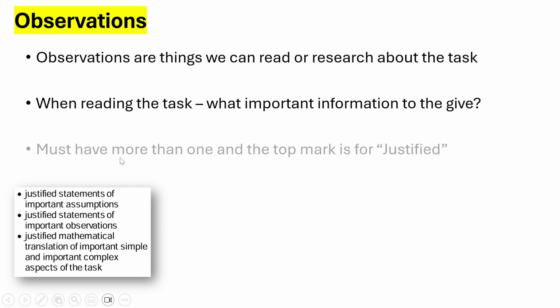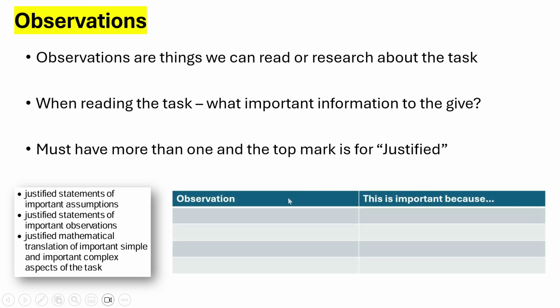Okay. Now, again, you need to have more than one because there is a plural here, important observations, and they need to be justified, which means you need to explain why it is important, right? Again, I'm suggesting a table, the actual observation on this side. This is important because, so I observe that the task says my garden must be 10 meters by 15 meters.